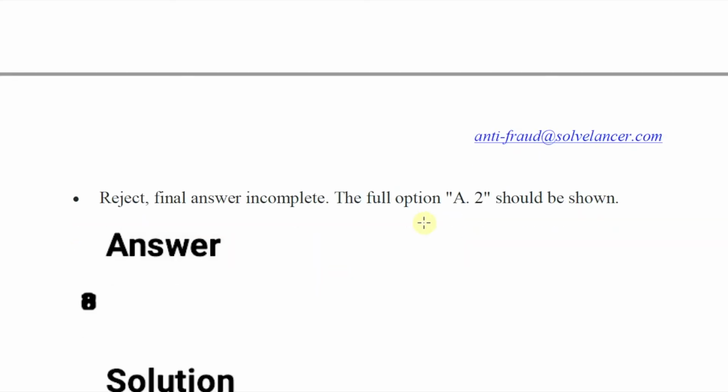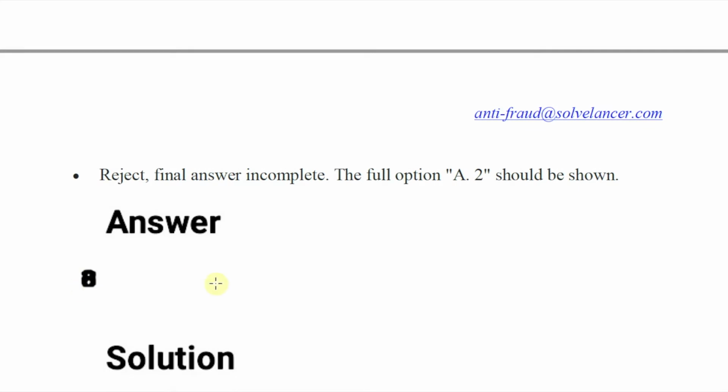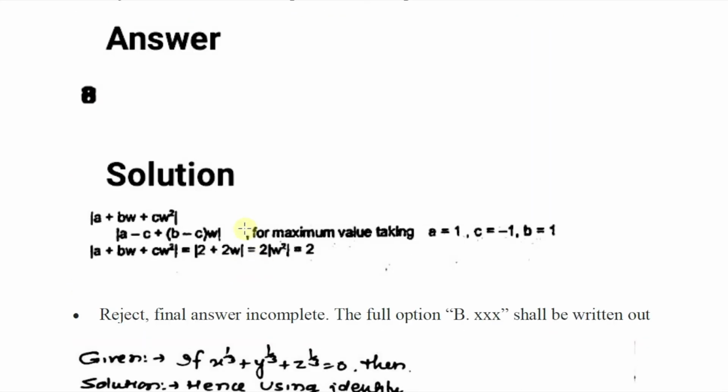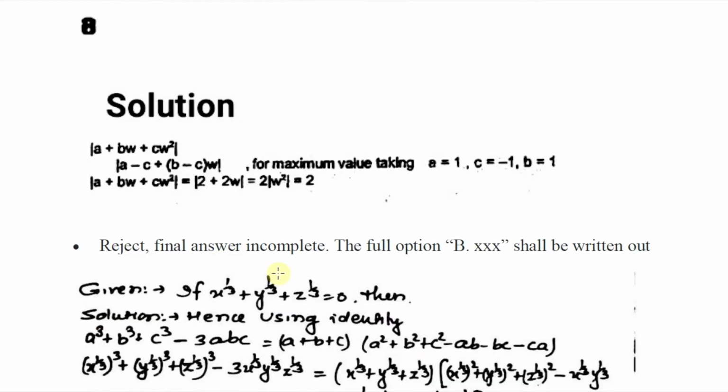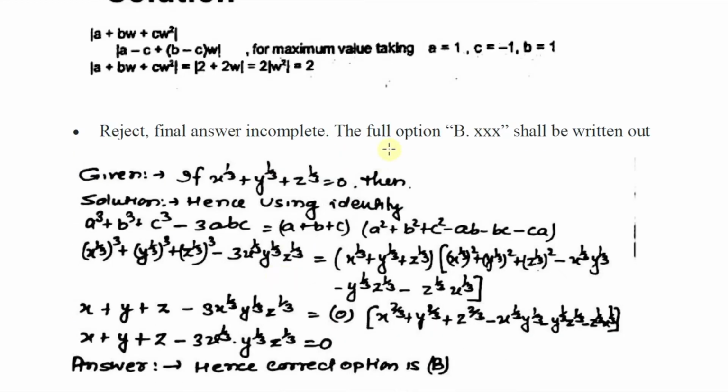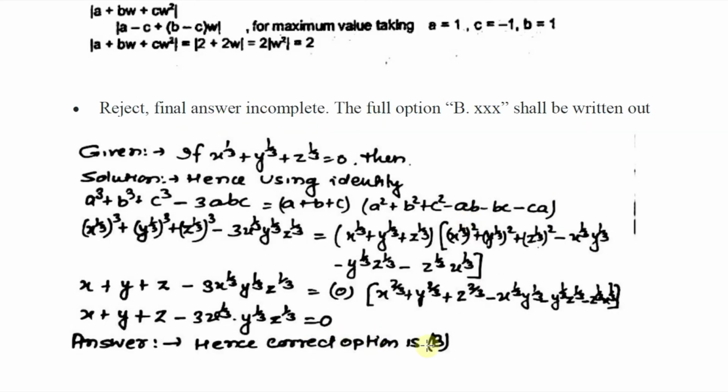The full option, A, answer is 2, should be shown. Here only option A is written, so in that case also we have to reject. Similarly, if the final answer is incomplete, the full option B dash dash shall be written. This I have already explained: Hence the correct option is B, and what is that correct option? It should be 0 or whatever it is, it depends on the question.